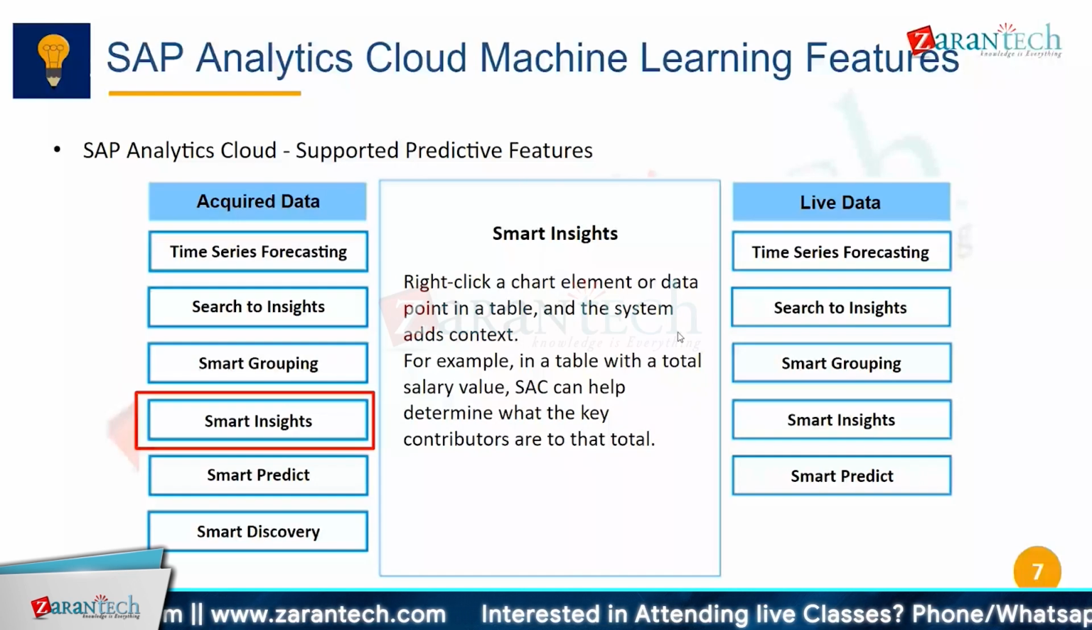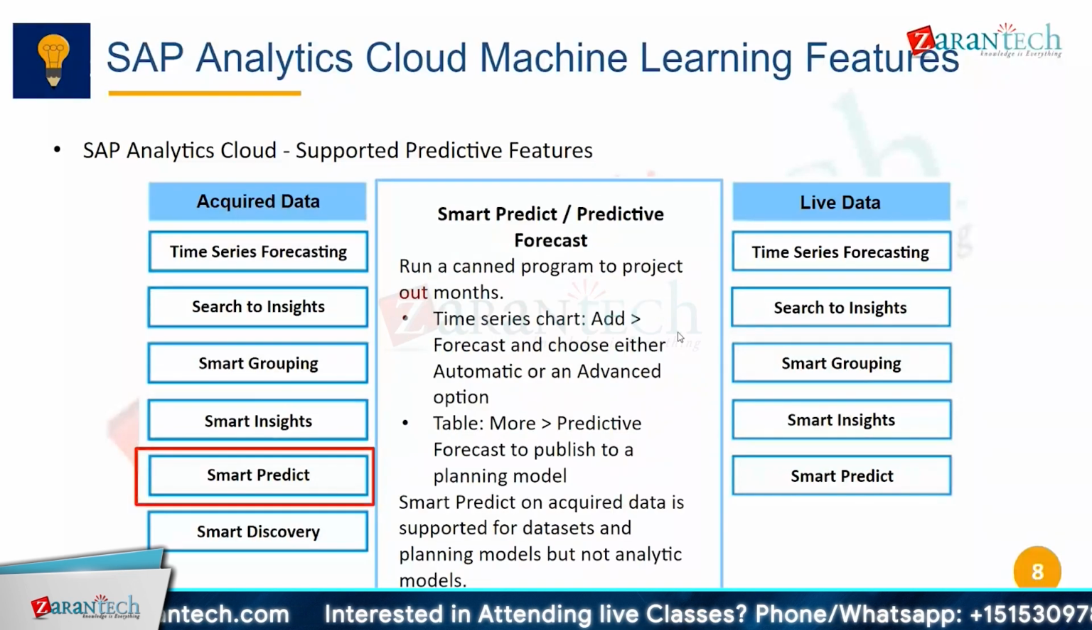So such textual analytics we can see within SAC using the smart insights. The next is smart predict. So as the name suggests, you want to run some time series or predictions. You can use the smart predict functionality and do the predictions.